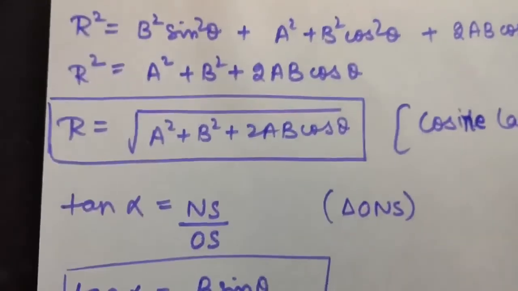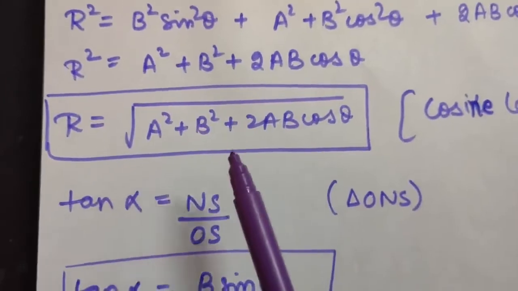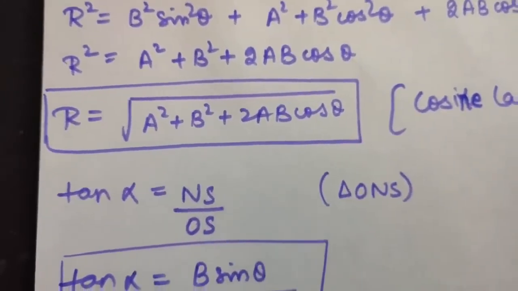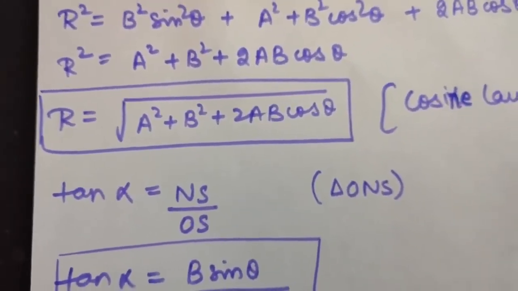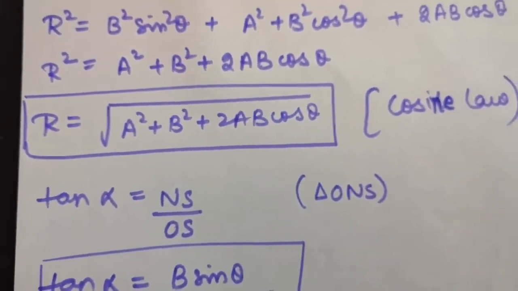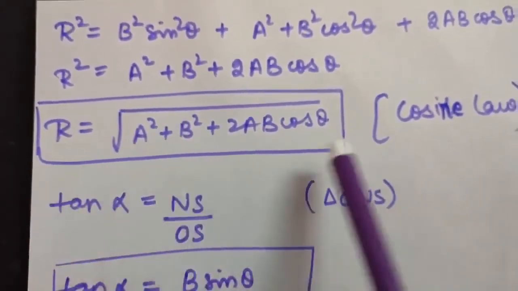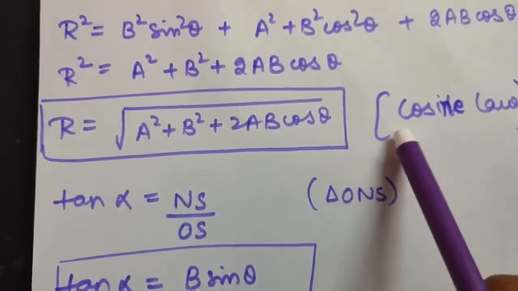Okay, so from here R will come to be under root of A square plus B square plus 2AB cos theta. Okay, so this is also called your cosine law. This result is also called cosine law.